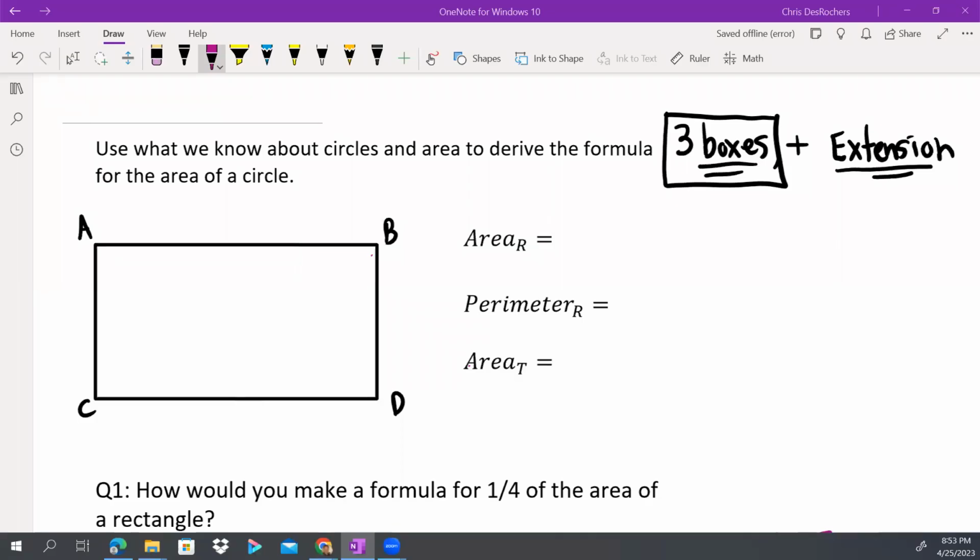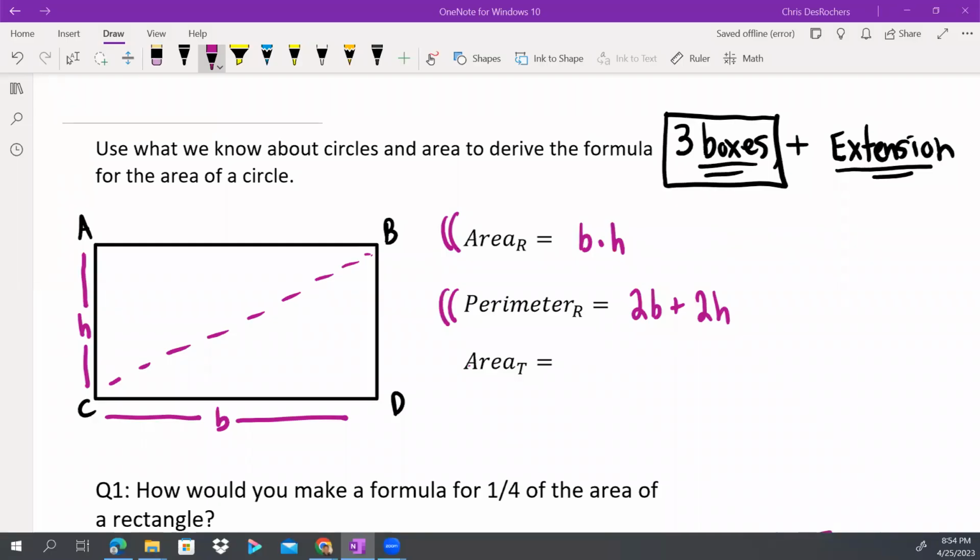All right, today our objective is to use what we know about circles and area to derive the formula for the area of a circle or a portion of a circle. So we have this rectangle, and suppose this is the height, and this is the base. What would the area and the perimeter of this rectangle be? So we have the area being base times height and the perimeter being 2 times base plus 2 times height.